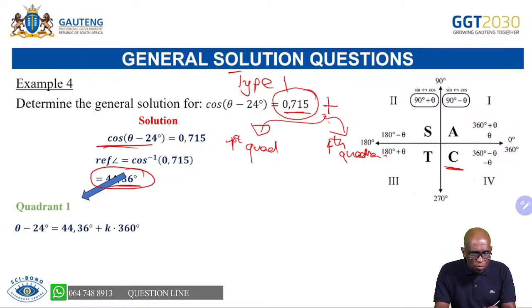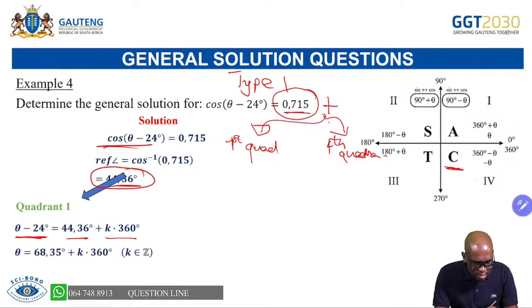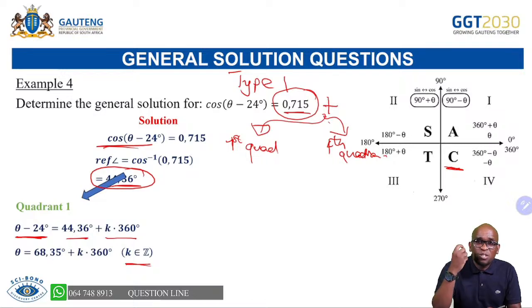In the first quadrant, we get that the angle 2θ minus 24 is 44.36, which is the reference angle, plus K360. When we simplify that, we get that this is 68.35 plus K360, and K is an element of integers. That is the solution we get in the first quadrant.